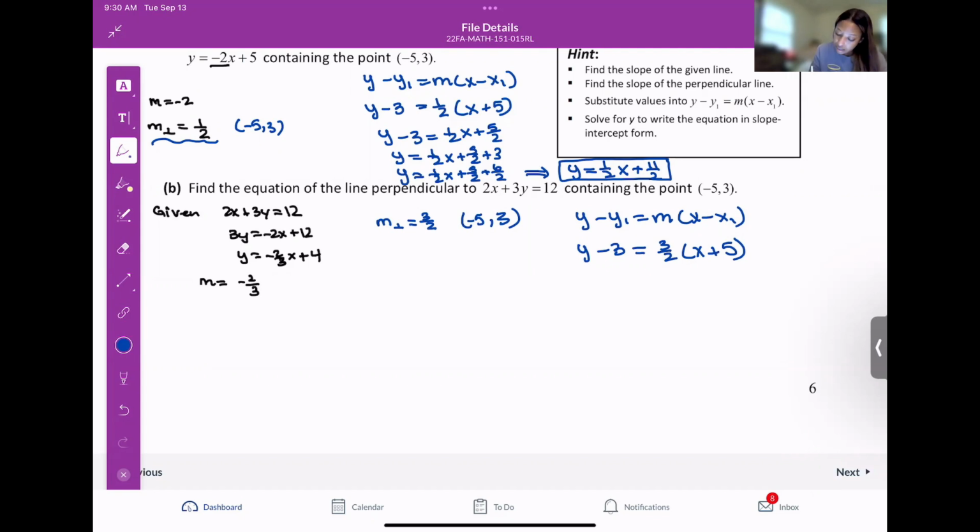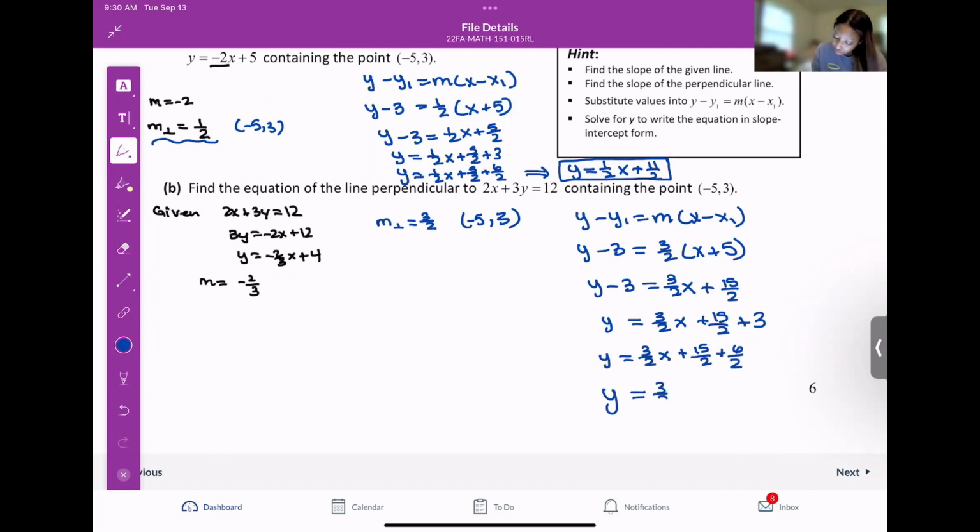And then we simplify this. y minus 3 equals 3/2 x plus 15/2. And then y is equal to 3/2 x plus 15/2 plus 3. And we just need to combine those constants at the end. So we have y equals 3/2 x plus 15/2 plus 6/2, which finally gives us 3/2 x plus 21/2.